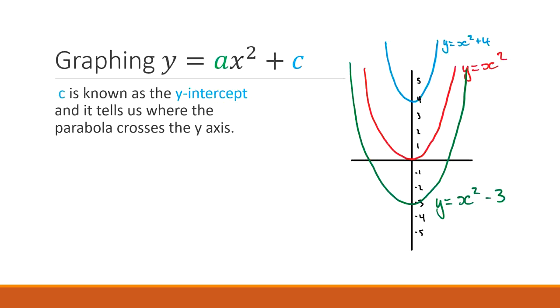So we covered a couple of things in this video. If a is positive, it's a smiley face. If it's a negative out the front, it's a sad face, so concave down. The smaller a is, the wider the parabola is. The larger a is, the more narrow it is. We've also introduced the y-intercepts. If it's a plus 4, it's crossing at 4. If it was a plus 3, it's crossing at 3. If it's a negative, it's crossing in the negative y values.